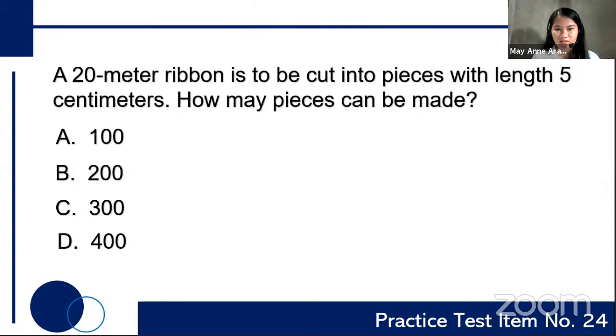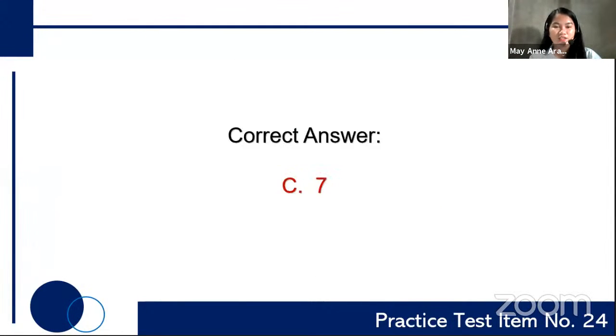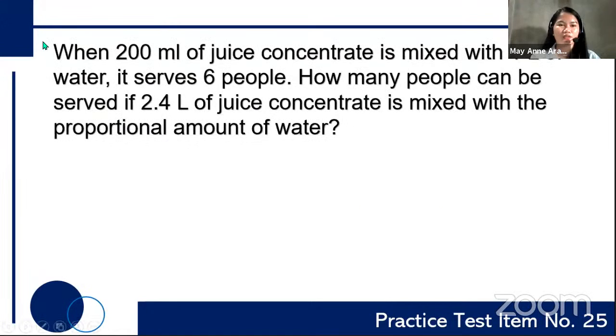Okay, what's your answer? Letter D. Oh, let us see. Okay. Convert first meter to centimeters. No, because we need to divide or cut the ribbon in centimeters. So 20 meters is equal to 2,000 centimeters. So 2,000 divided by 5 is 400. So the answer is letter D, 400.